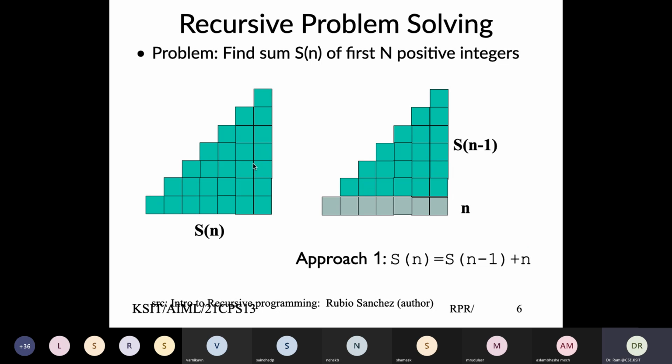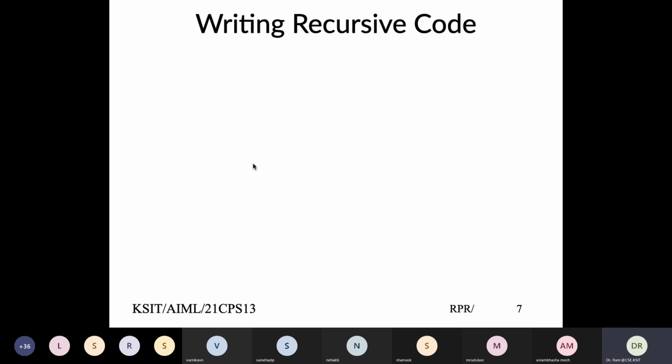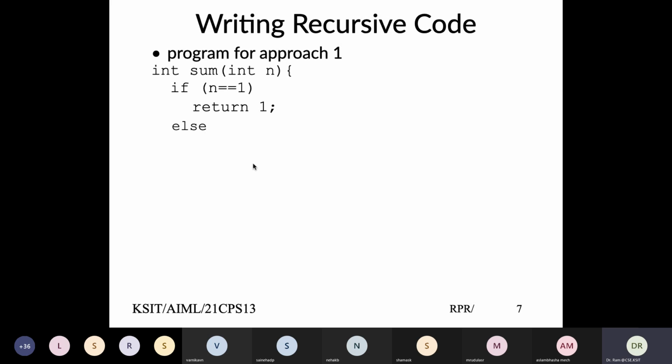If we look at a recursive program, how does it look? Let's say we call sum Sn, which is the sum of int n numbers. Then we say if n is equal to 1, we return 1. Else, what should we return? If n is 1, we're returning 1. If n is not 1, that means n is greater than 1, then what should we be returning here?